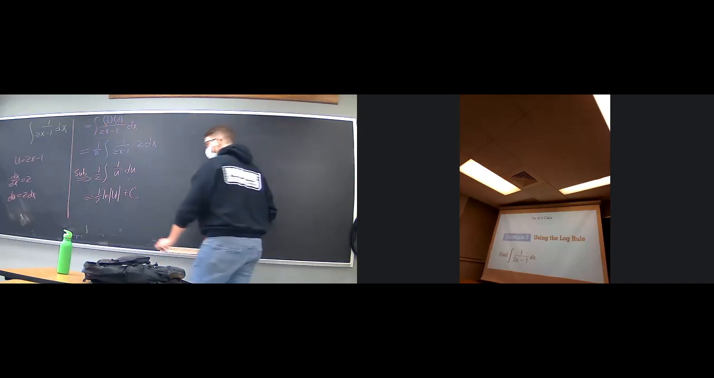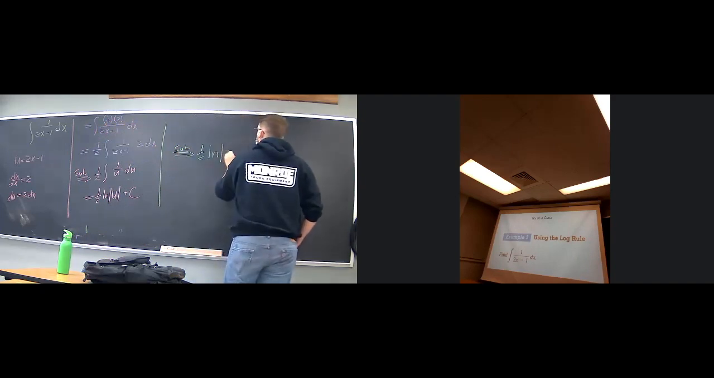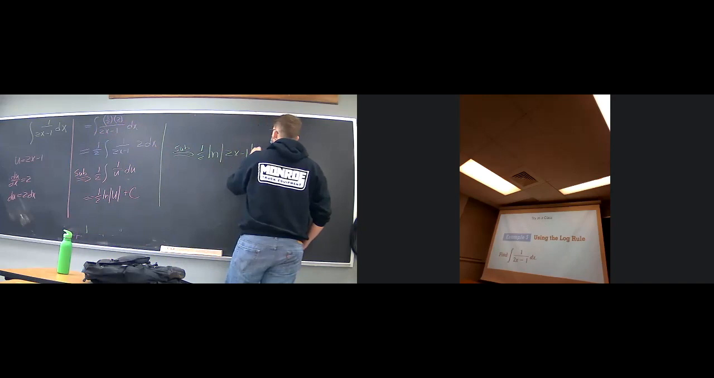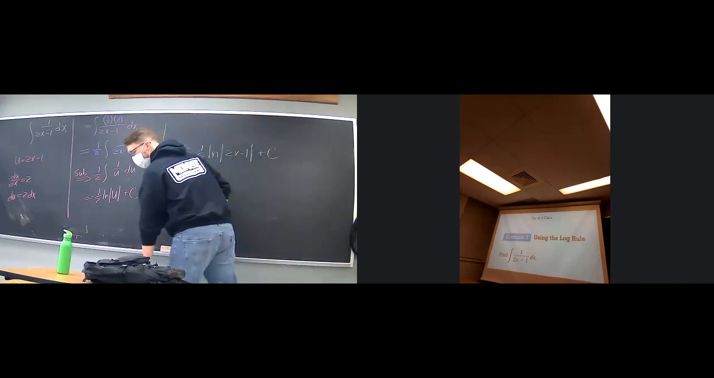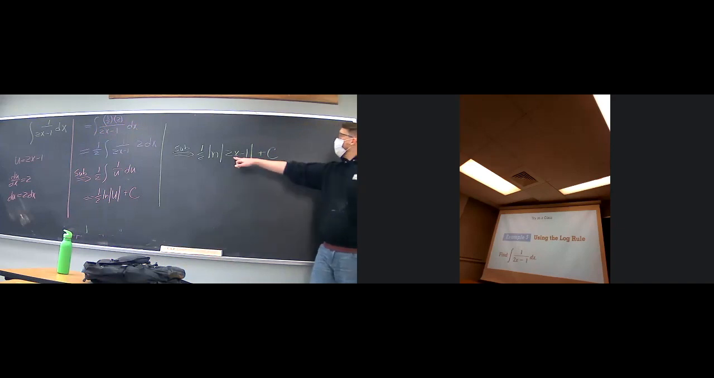But this thing is equal to 1/2 the ln of the absolute value of u plus a constant. So by substitution again, we get 1/2 the ln of 2x minus 1 plus a constant. Notice 2x minus 1 can be negative, so we have to include the absolute value signs here.